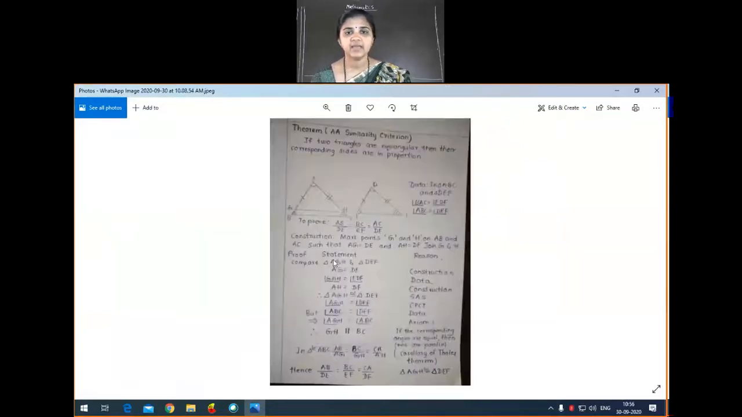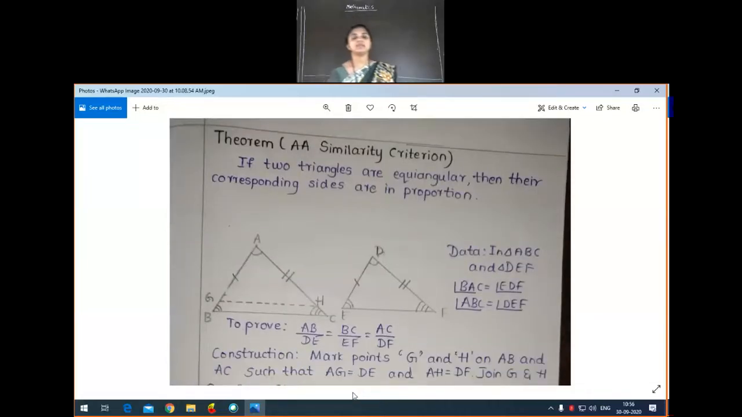Here we have the theorem. What is that theorem? The AA similarity criterion. You all know the definition of the AA similarity criterion, so we'll discuss that theorem now. First we'll understand the statement: if two triangles are equiangular, then their corresponding sides are in proportion.